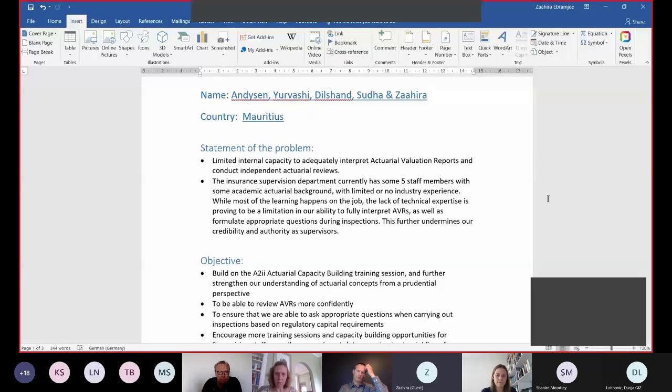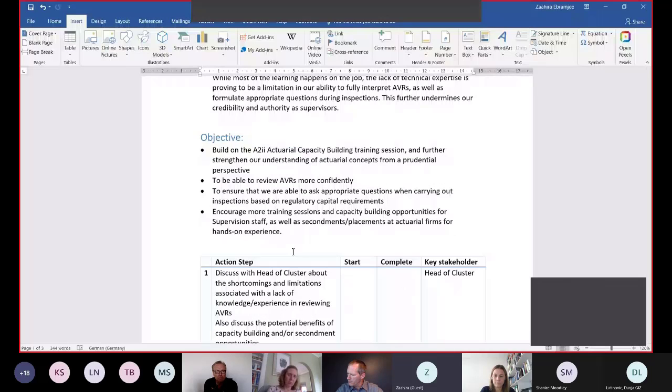So our objective is to build on this training. Actually, this A2II training is the very first one we've done, looking at how to build actuarial capacity. We do want to further strengthen our understanding of actuarial concepts from a prudential perspective, maybe share that with colleagues who've got an accounting background, but we all end up doing the same job in the team, and to be able to review AVRs more confidently.